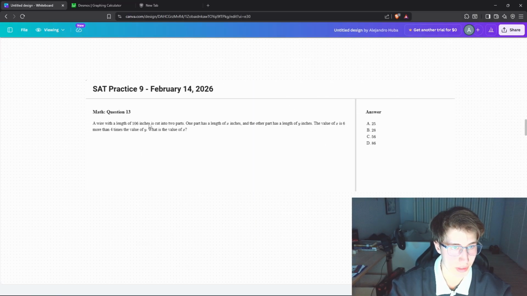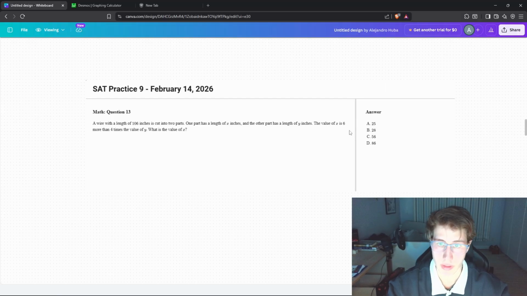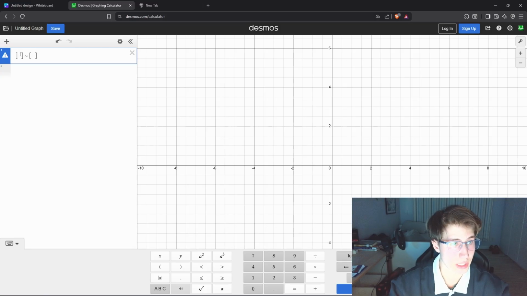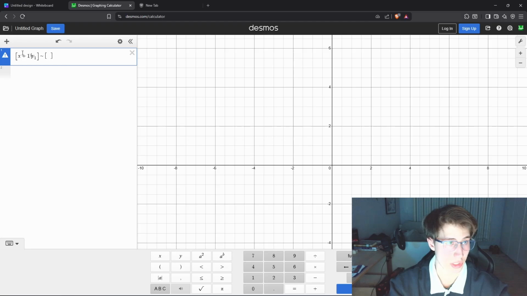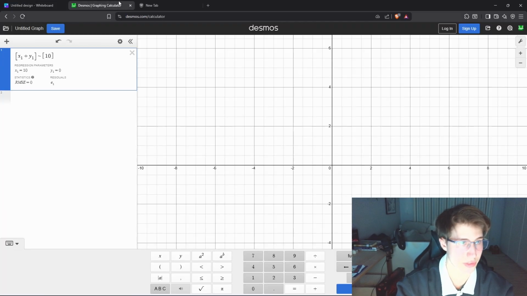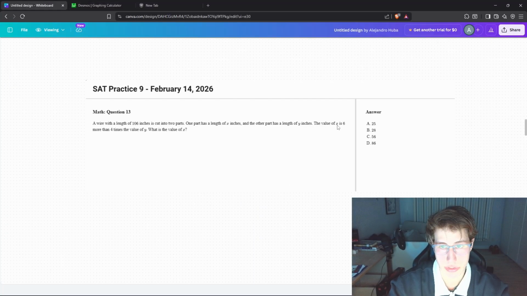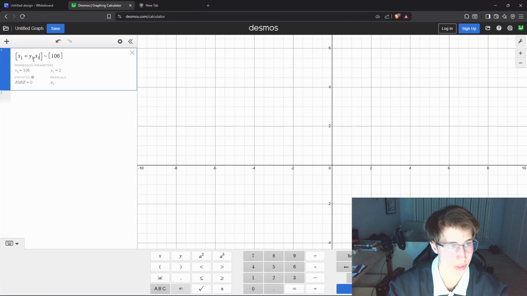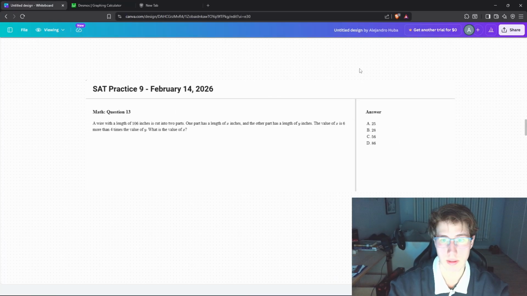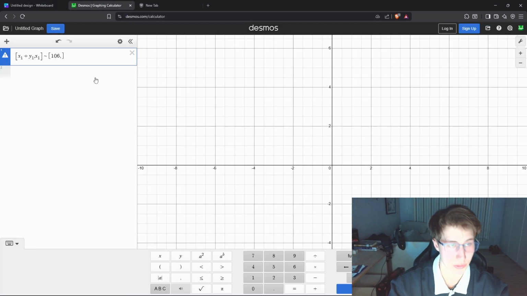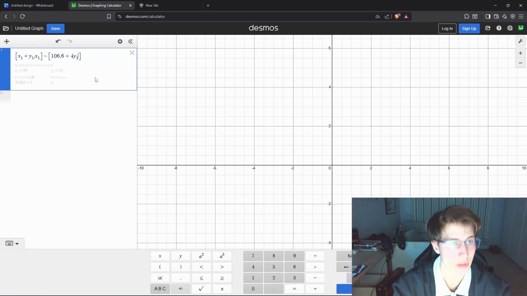A wire with a length of 106 inches is cut into 2 parts. If one part is x and another part is y, the value of x is also 6 more than 4 times the value of y. What is the value of x? So we're going to say that x plus y, but remember, we can't use variables. So we can use just x1 and y1, and set that equal to 106. But we also know x1 is also equal to 6 more than 4 times the value of y. So 6 plus 4 y1.